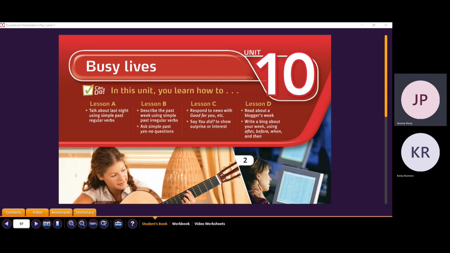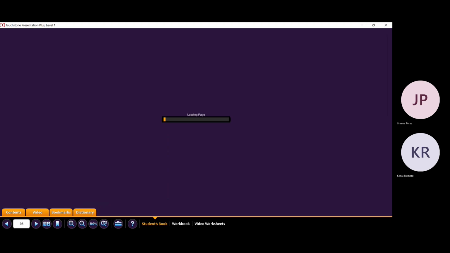In this unit, we are going to learn to use simple past with regular verbs and irregular verbs, to make questions in simple past, and to respond to news with expressions like "Good for you" and "Did you?" to show surprise or interest. And obviously, we are going to read a blog like in the other units.